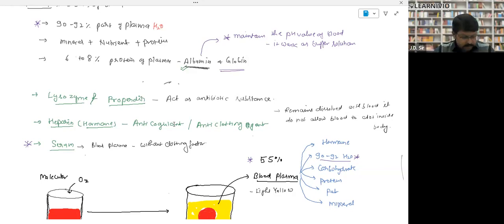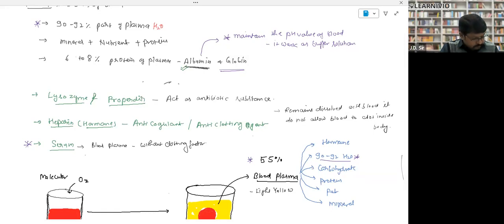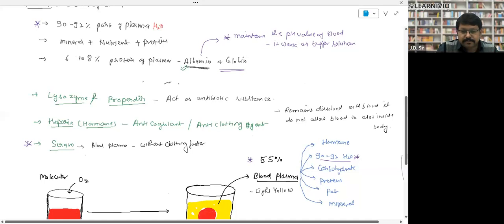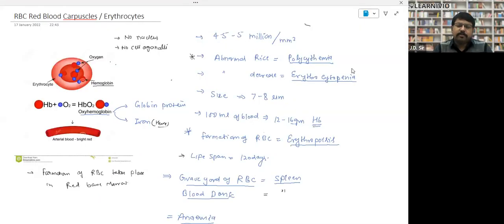put a heading: Components or elements of blood. Now the first subheading will be RBC. Out of all these, RBC, WBC, platelets, all three are important for written examination. But WBC is more important.